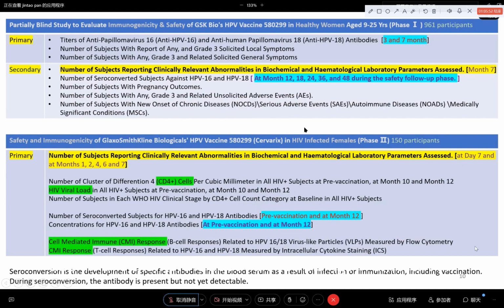This example is about the HPV vaccines in different clinical trial phases. You can see in phase 2, they are more focused on the effect of the drugs, such as CD4 cells, HIV viral load, and the cell-mediated immune response, like B cell response and T cell response. You can see there are many differences between phase 1 and phase 2.